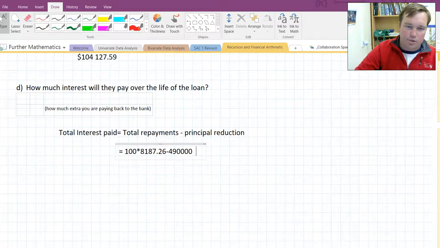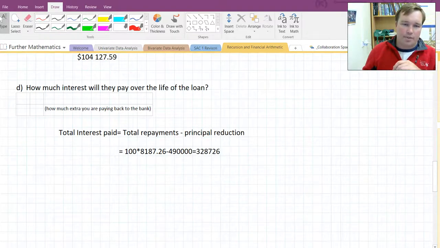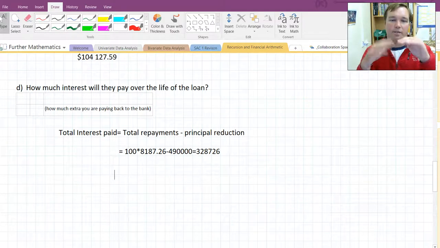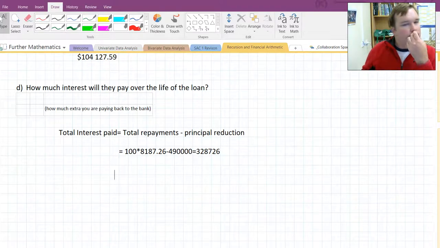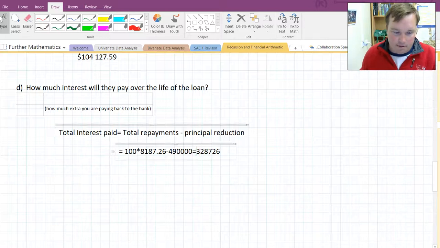And that is equal to, hope it does it for me, yes. So, in total, they will have paid $490,000 plus that for the loan. All right. So our answer is that number there.